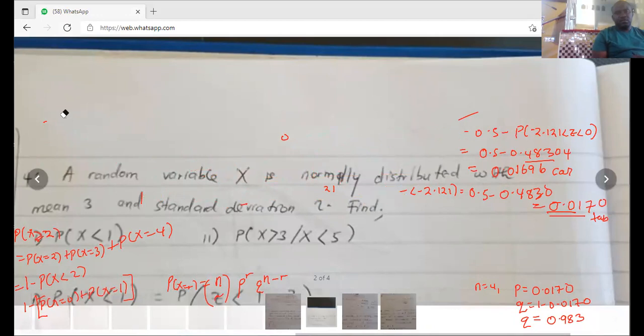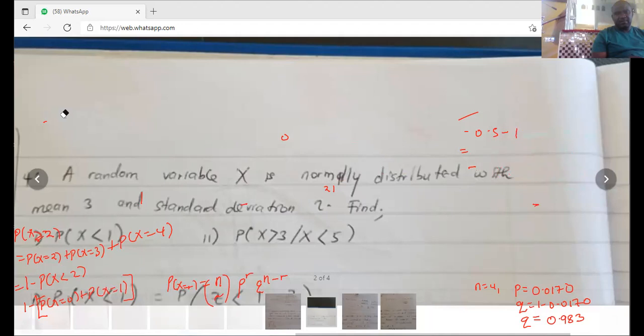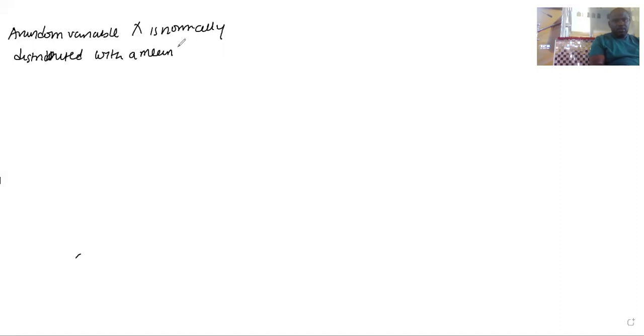As you can see this question, this one was short, I could even write it the other side. Question says, a random variable X is normally distributed. So people who used to ask, how do you know that it's normal distribution? They will tell you it is normally distributed, with a mean 3 and standard deviation 2.